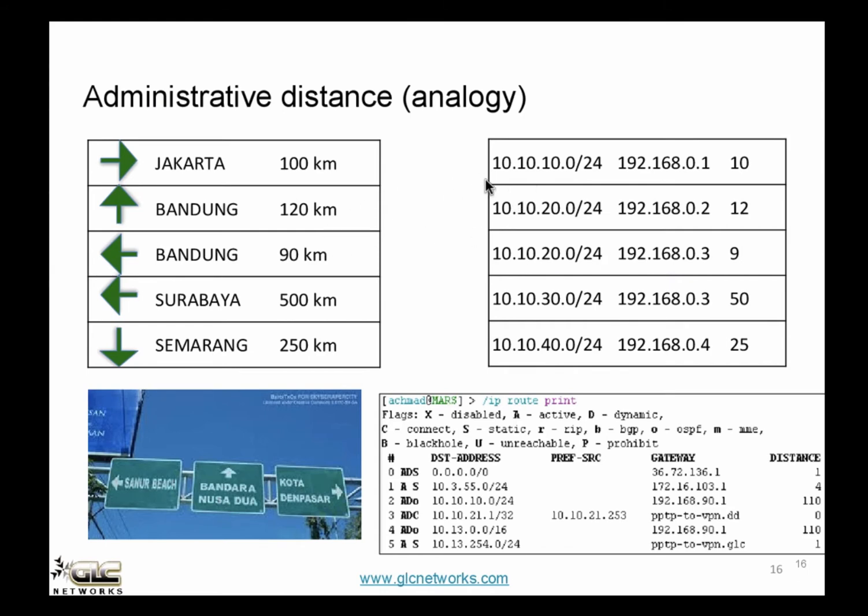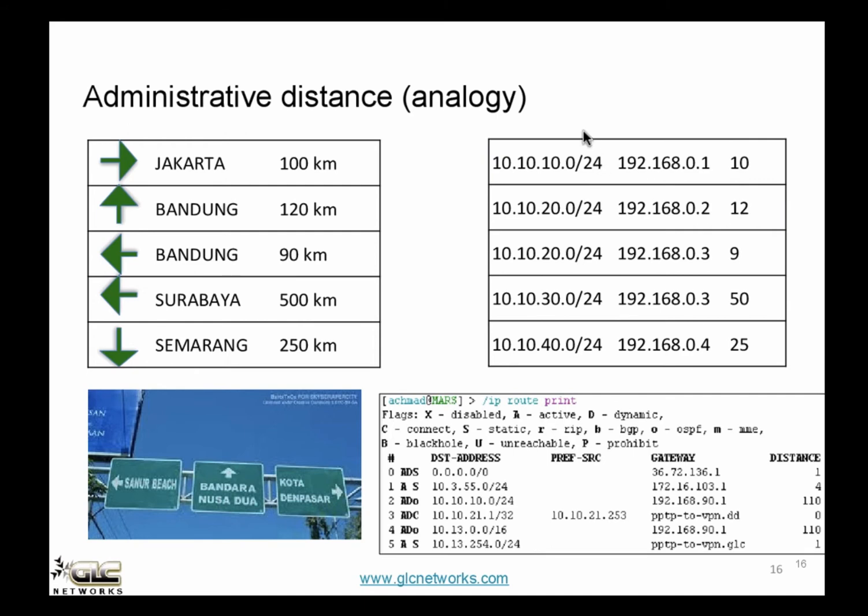Okay, so let's say Jakarta is 10.10.10.0/24, and the gateway is 192.168.0.1. Bandung is 10.10.20.0/24, and Surabaya is 10.10.30.0/24. Semarang too. They have different gateways here, and then we set up the distance, the administrative distance.